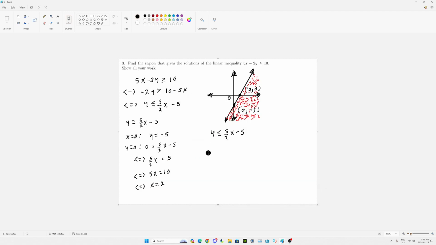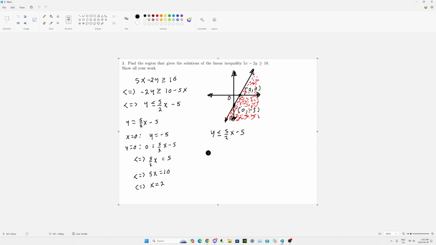Yeah, so this one's kind of fun. Find the region that gives the solutions of the linear inequality 5x minus 2y greater than or equal to 10. Show all of your work. So what it's really just asking for is we can suppose that this is like a linear line. I mean, it literally is, but you know. So you're going to want to treat it in that sense.